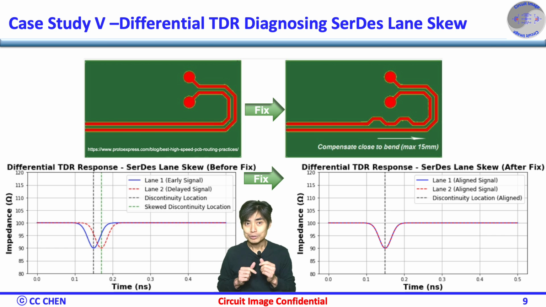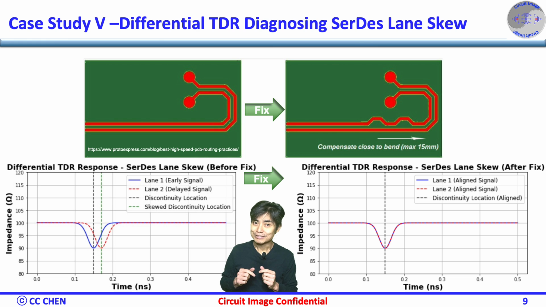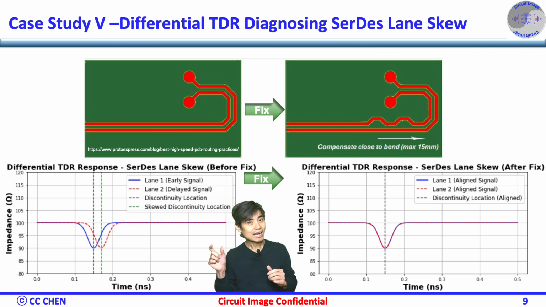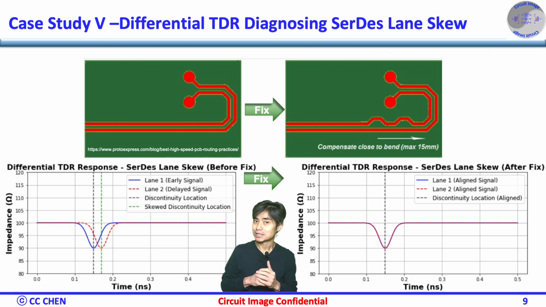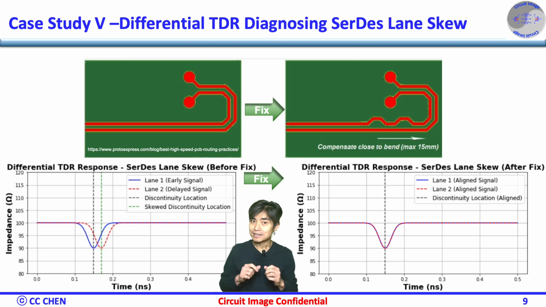TDR was used to compare the differential impedance profile of each lane. The result? A slight delay mismatch between the two traces caused by a small length difference in PCB routing. This tiny skew, which didn't significantly affect return loss, was enough to introduce phase distortion. By carefully tuning trace length or using equalization techniques, the skew was minimized. TDR confirmed the improvement and the SerDes eye diagram became much cleaner.